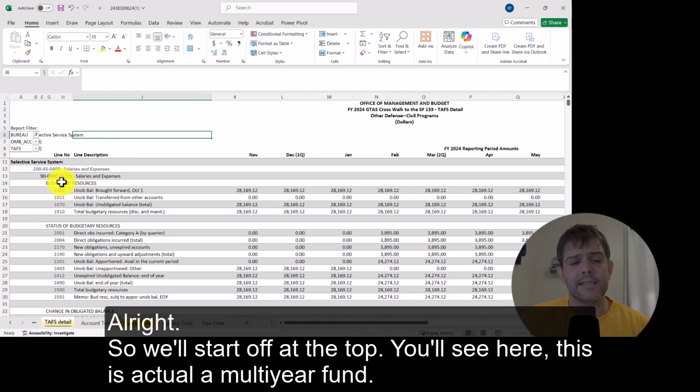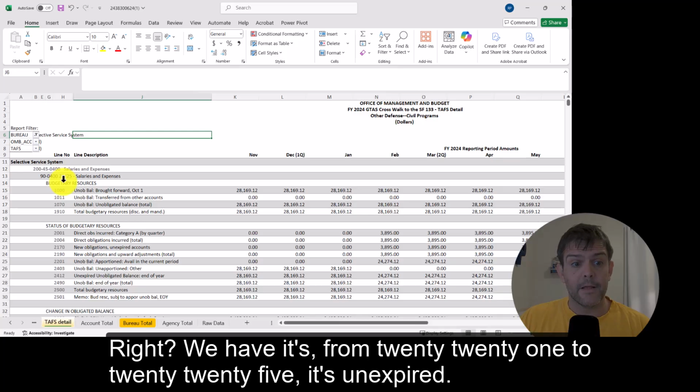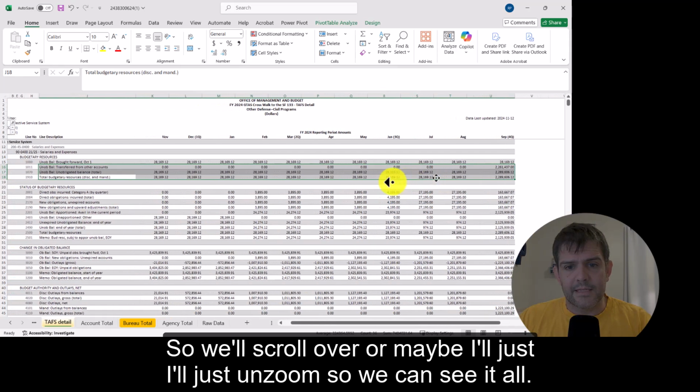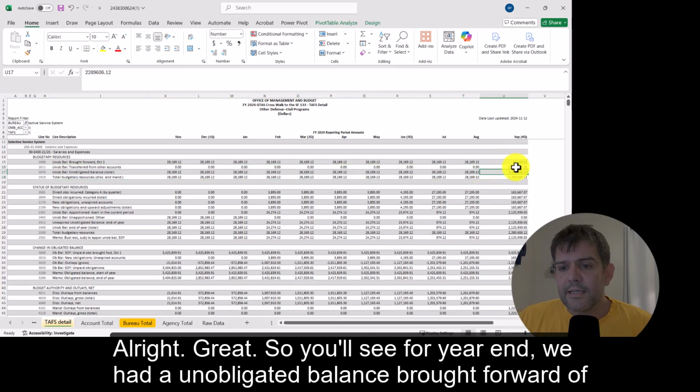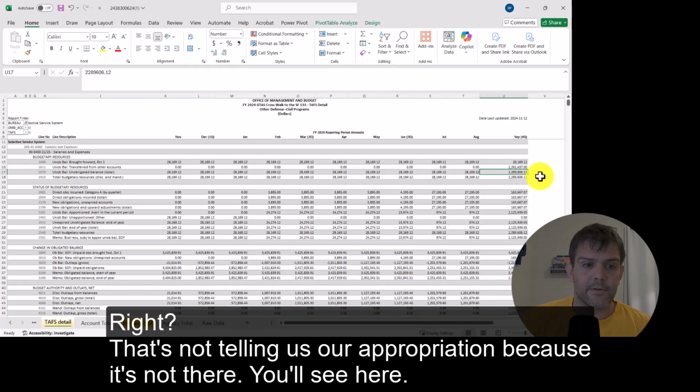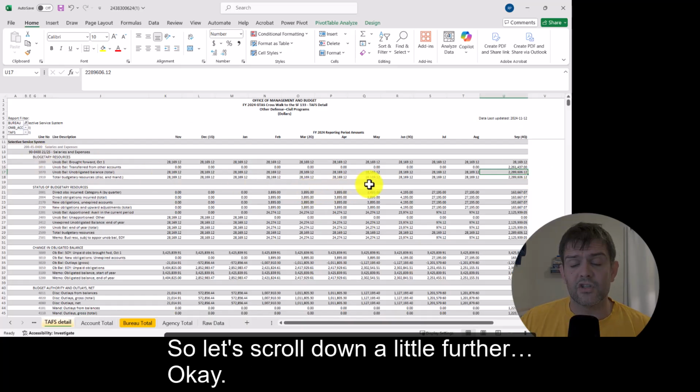You'll see here, this is actually a multi-year fund, right? It's from 2021 to 2025, it's unexpired. So we'll scroll over, or maybe I'll just unzoom so we can see it all. All right, great. So you'll see for year end, we had an unobligated balance brought forward of $2,289,606. All right, that's not telling us our appropriation because it's not there. You'll see here. So let's scroll down a little further.